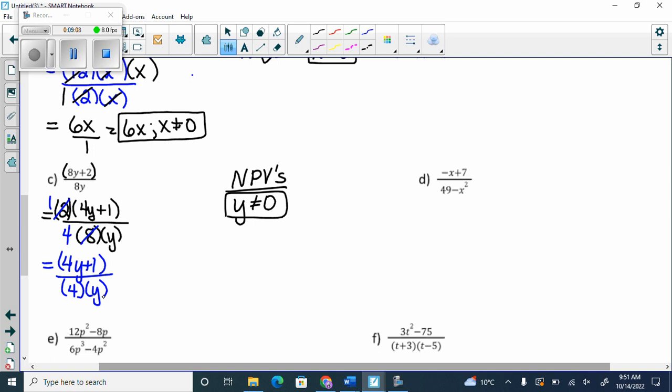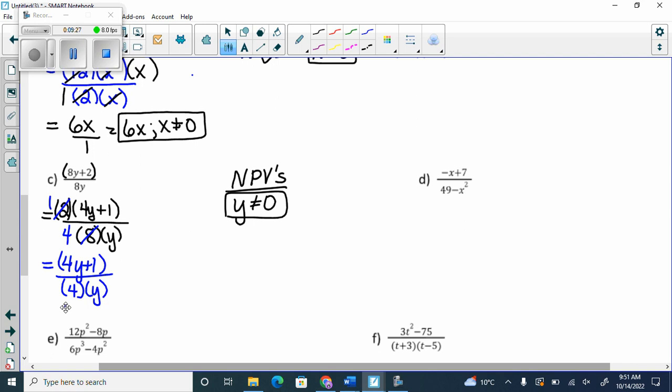We agree? The only way 4y plus 1 is ever canceling off is in its entirety. The whole 4y plus 1 is canceling off, or nothing is canceling off. Okay? Do I have a 4y plus 1 in the denominator? No. So is this 4y plus 1 ever canceling? No. Can I cross the 4y off with this 4y? No.